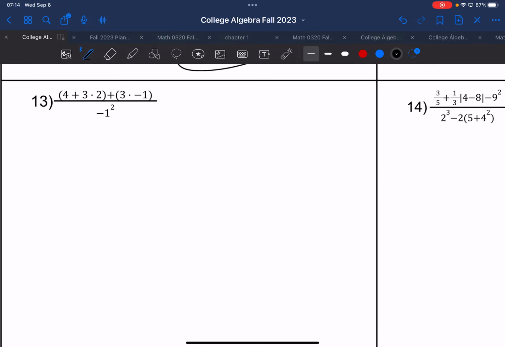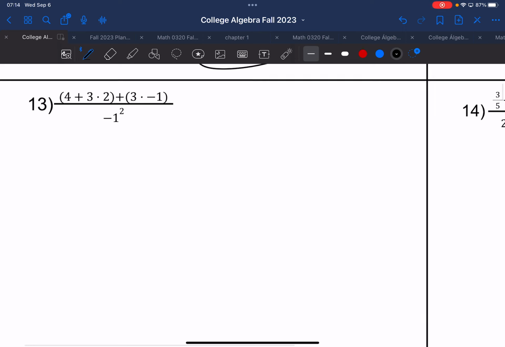Okay, number 13, we have now this large fraction. So we have a numerator and we have a denominator. When we're dealing with PEMDAS, we're going to treat our numerator and our denominator like two separate problems. Okay, so looking at our numerator, what are we going to do first? Parentheses. Inside of the first parentheses, what are we going to do first? Multiplication. So we got to make sure we're doing this multiplication first.